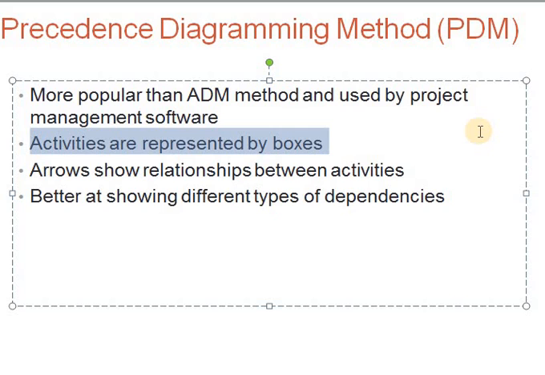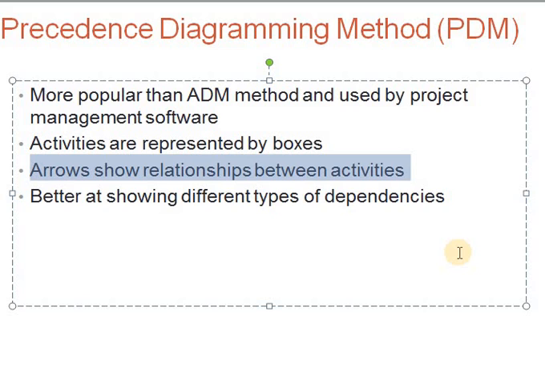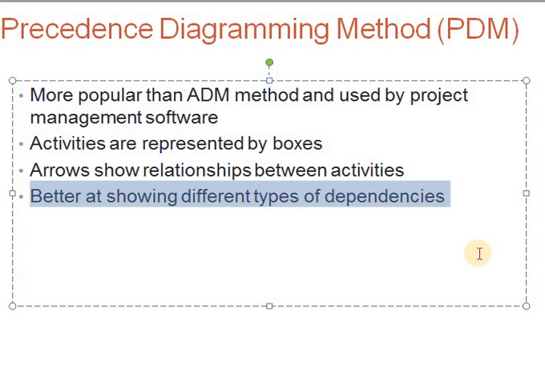So here the activities are represented by boxes. Arrows show relationships between the activities. Better at showing different types of dependencies. So as compared to arrow diagramming method, precedence diagramming method is much better to show the dependencies amongst different activities.